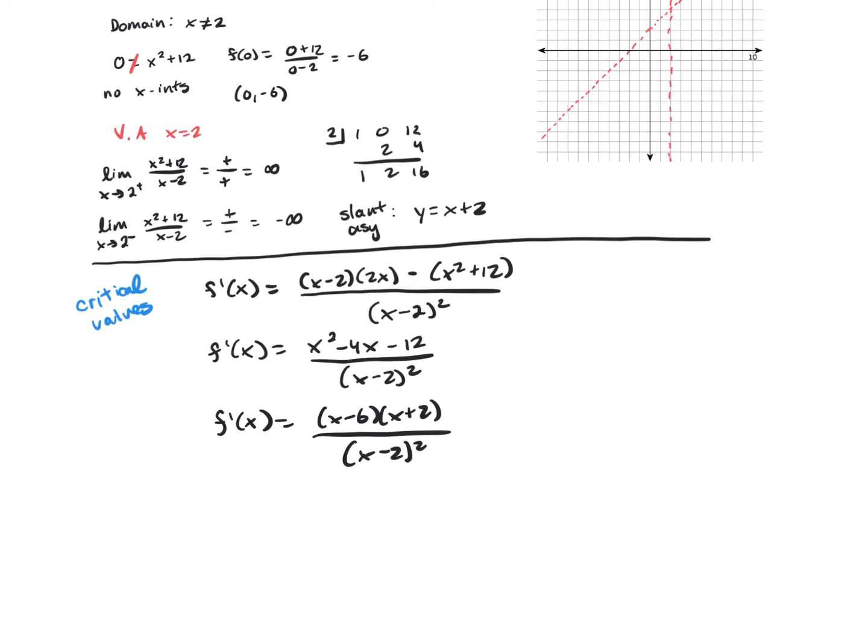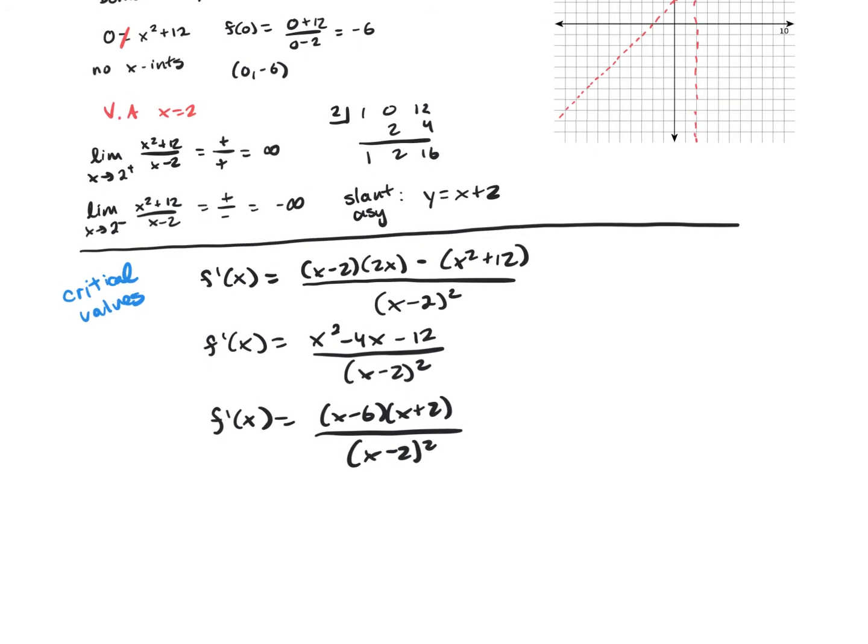So remember that our critical values come from when our first derivative is equal to 0, or when our first derivative is undefined. So we know that our first derivative is going to be undefined when the denominator of the derivative is 0. So I can see that there is a critical value at positive 2, because that's when our first derivative is undefined. And then we also would say, when is our derivative equal to 0? So you set the numerator equal to 0. So we also have critical values at 6 and negative 2. So we have 3 critical values.